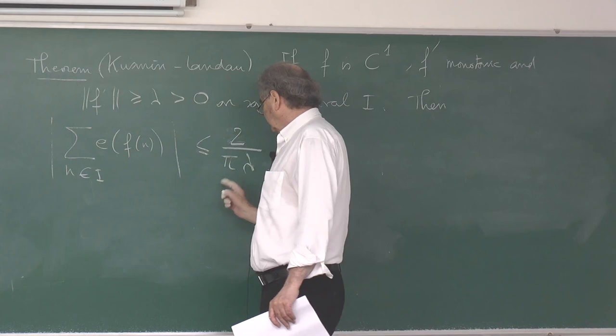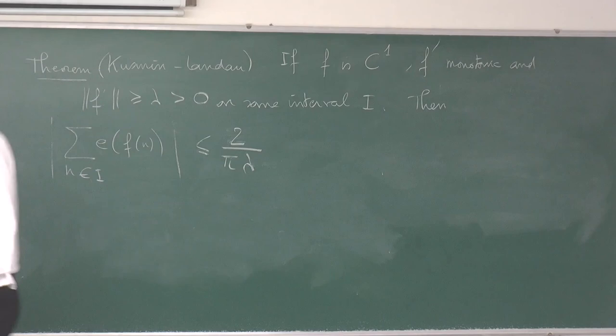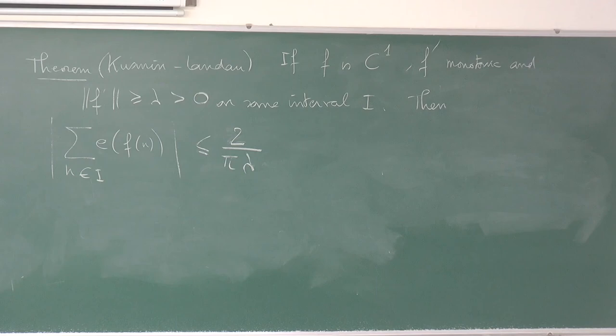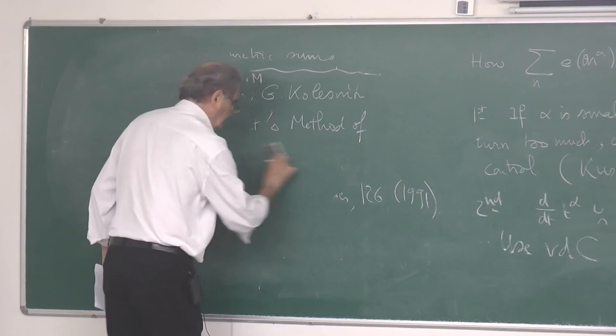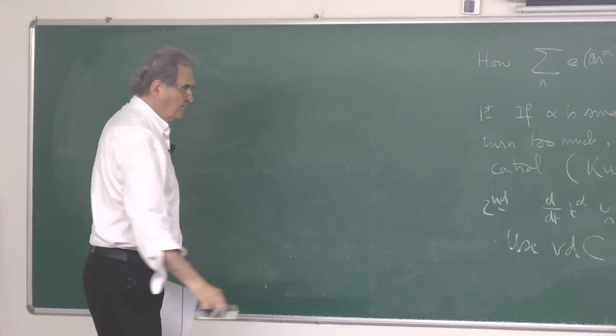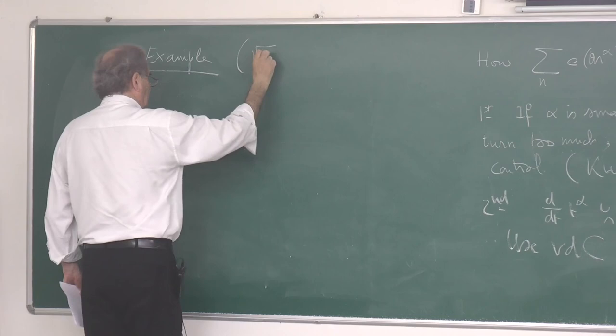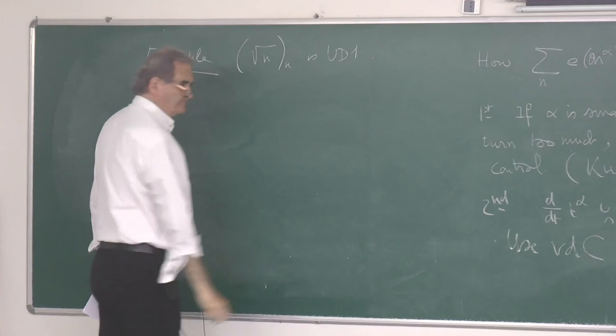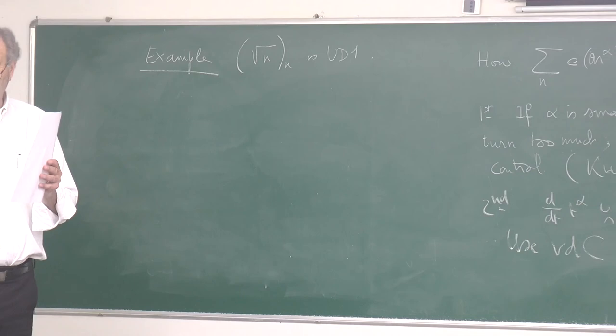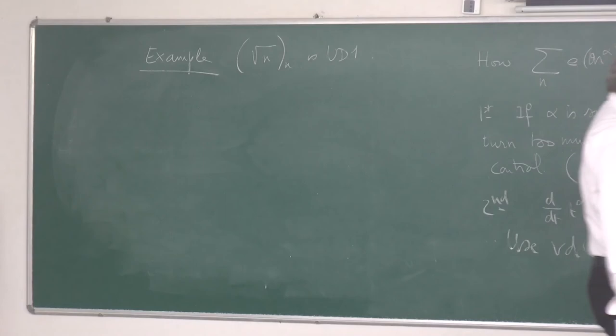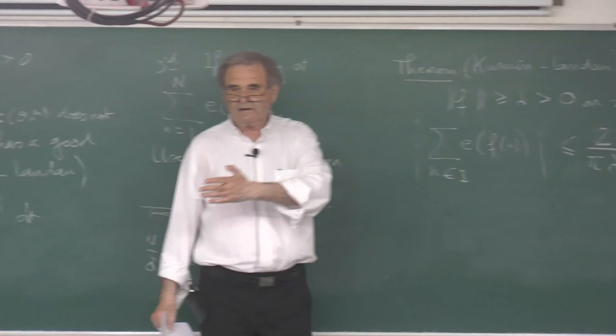Let us take some example if you wish. We take square root of n. So we prove that way that square root of n is equidistributed mod 1. Example: square root of n is UD1. Of course, what you have to do is to compute the term. But for the derivative of square root of n, if you take all the interval 1 to n, you have something which is very bad, because here you will have just a constant.